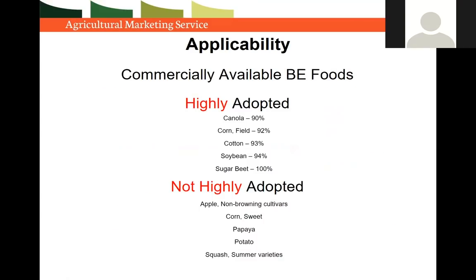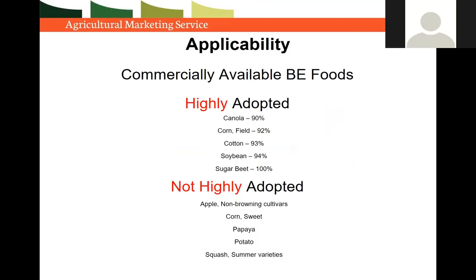In an attempt to make it easier and less burdensome for consumers and regulated entities to understand what products may need to be disclosed under the proposal, AMS has proposed two lists. First, a proposed list of BE foods that are commercially available in the United States with a high adoption rate, and second, a proposed list of BE foods that are commercially available in the United States that are not highly adopted. Only foods or products on either of these lists or made from foods on either of the lists would be subject to disclosure under the NBFDS.